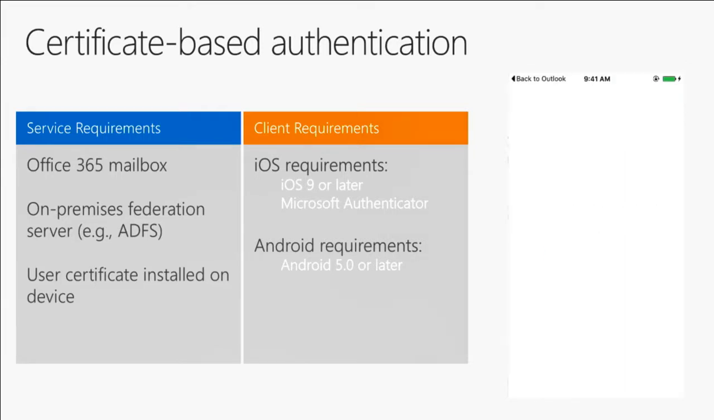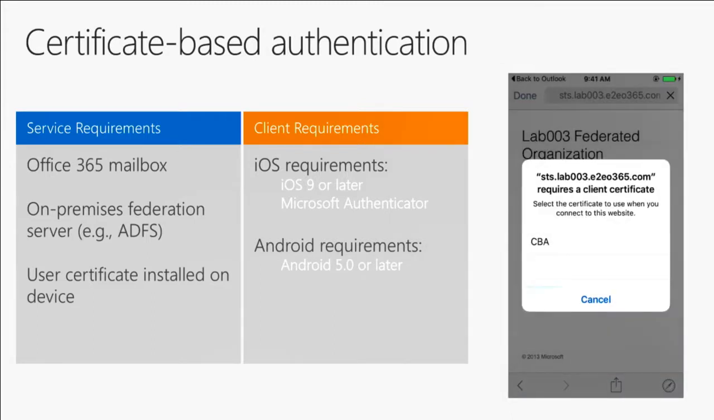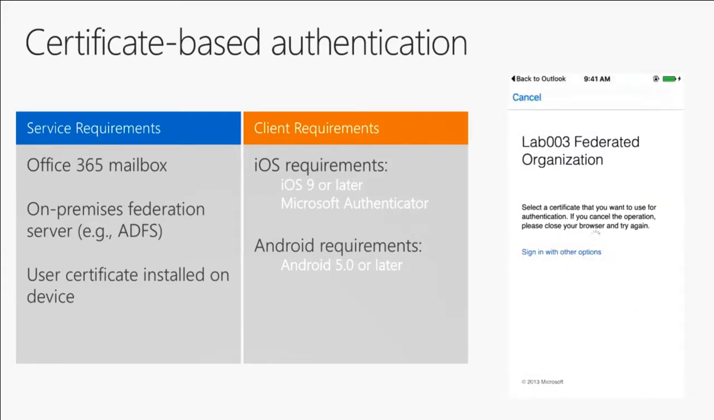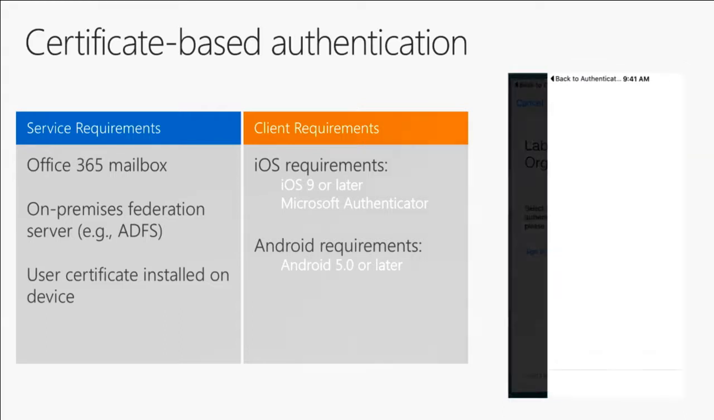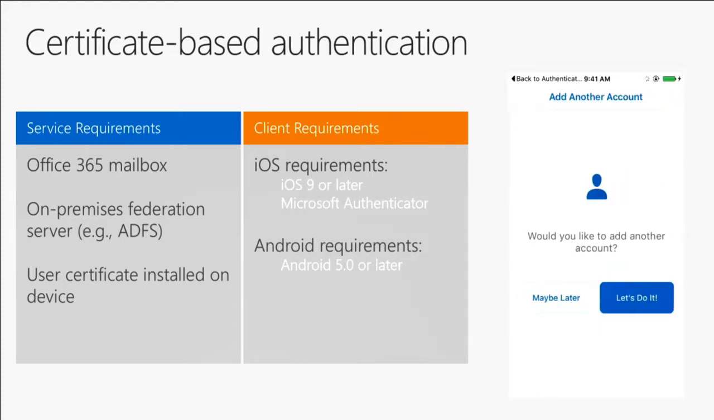You also need some mechanism of deploying the user certificate to the device. Typically, that's through an MDM enrollment process. It doesn't require one, but you need some solution to get a user certificate. However you choose to get that is essentially irrelevant to Outlook Mobile's case. From a client perspective, for Android, we just require you to meet the minimum Android OS requirements. For iOS, there is a specific additional requirement in that you must install the Microsoft Authenticator app.